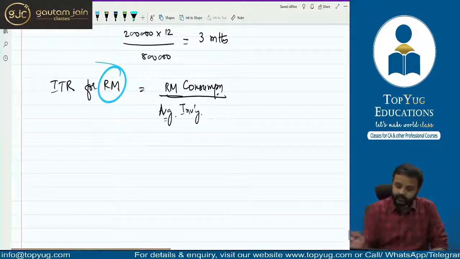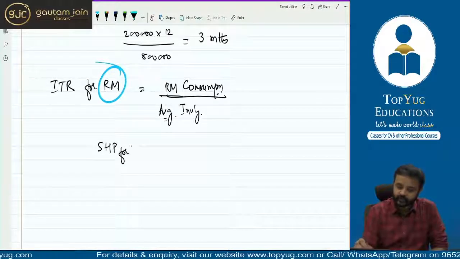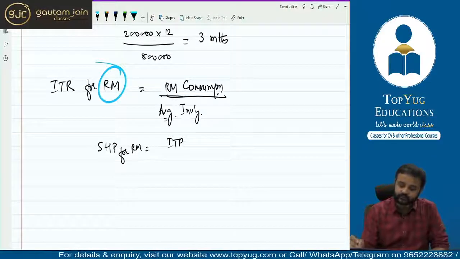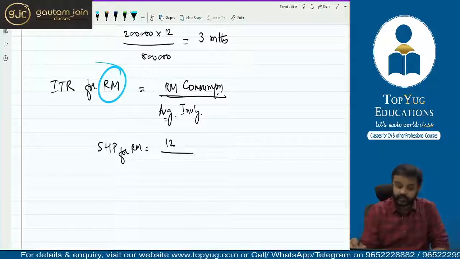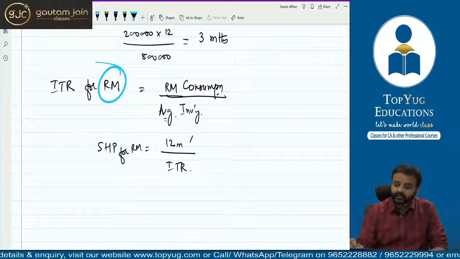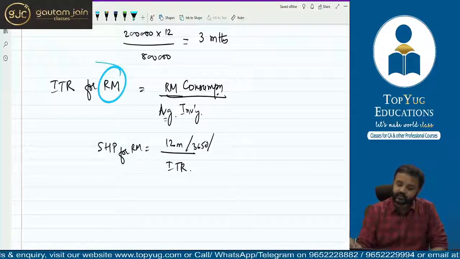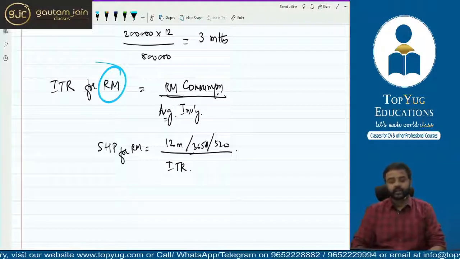And if you ask, sir, what about stock holding period for raw material, then I'll say the same thing. 12 months, if you want the answer in months, divided by inventory turnover ratio. 12 months or 365 days or 52 weeks, whatever, you can take and divide by ITR. This is how you can get it.